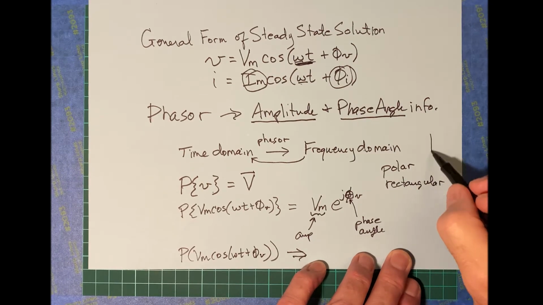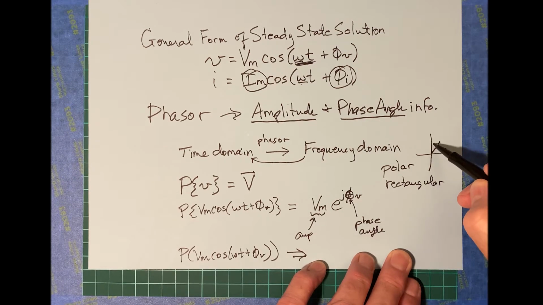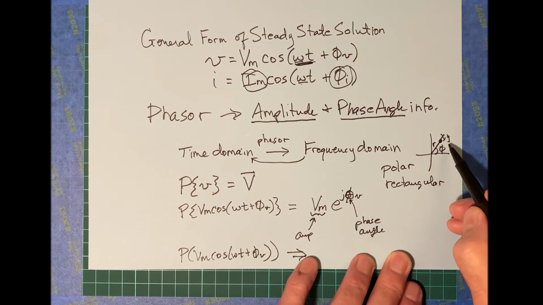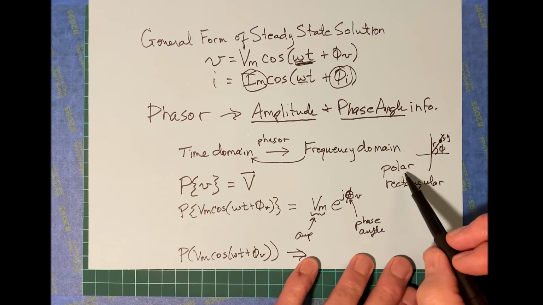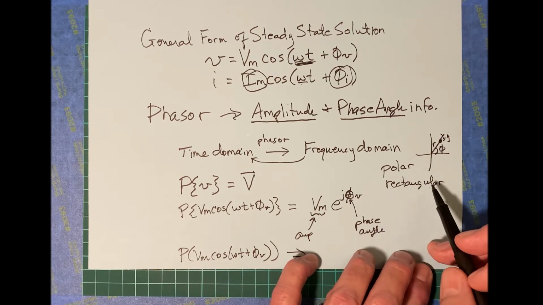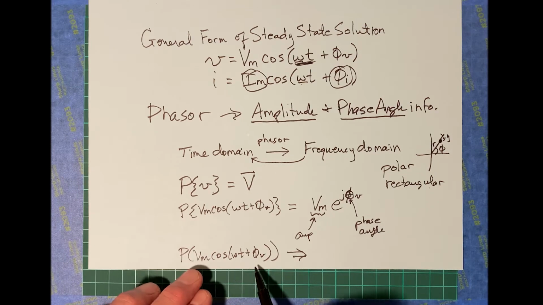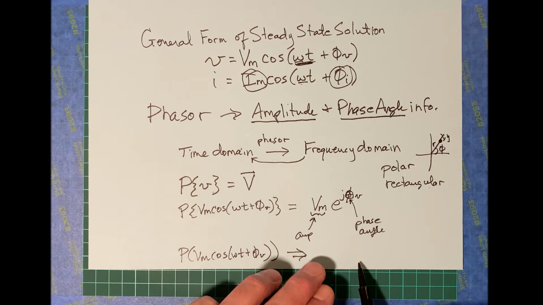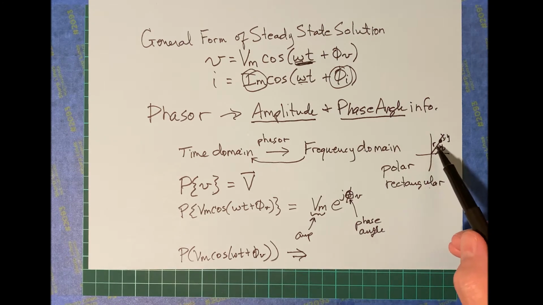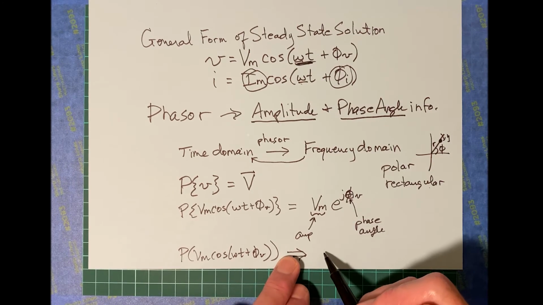Polar coordinates, you have some radius and some angle. Whereas rectangular, you're talking about a point in space that has x and y coordinates. Well, polar and rectangular, you can convert between those two coordinate systems. But when I'm doing this phasor transform, it's real easy just to write down in polar format, because polar is the amplitude and the phase angle. So when I do this, I'm going to write it down this way.